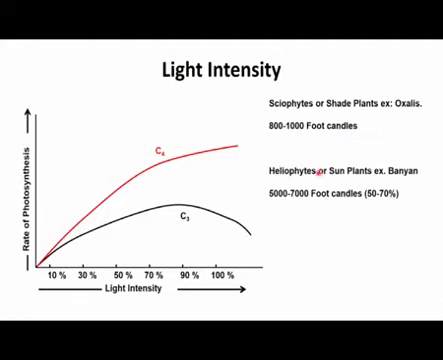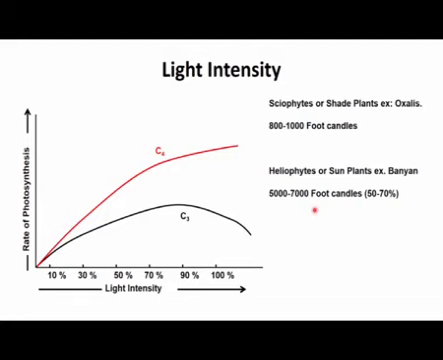The second category is the heliophytes, or the sun loving plants. These plants grow in the open and need very high intensity of light. An example is the banyan and all the other trees. The optimal light intensity for sun plants is somewhere around 5000 to 7000 foot candles, which is approximately 50 to 70% of the total radiation of full sunny summer sunlight.